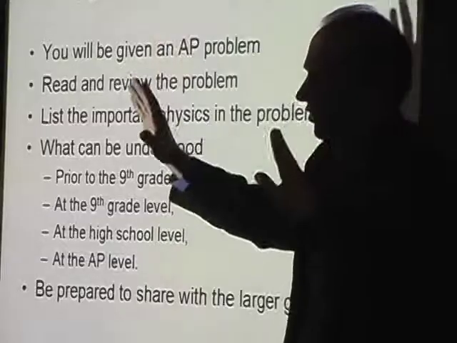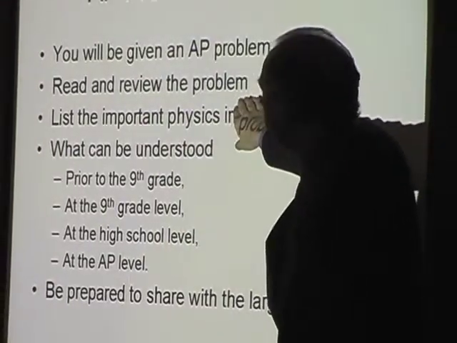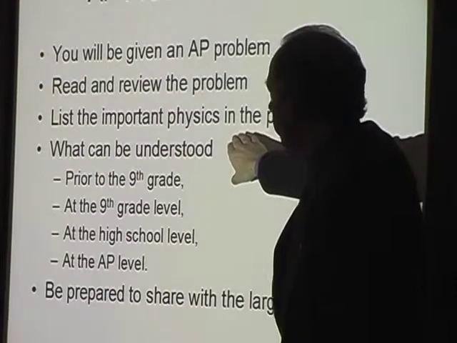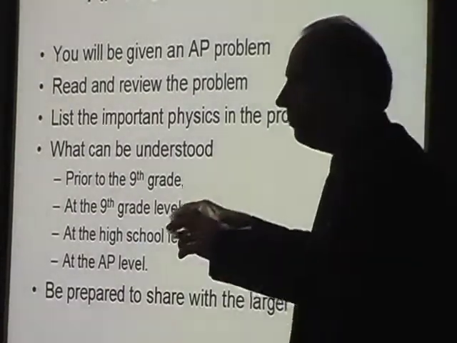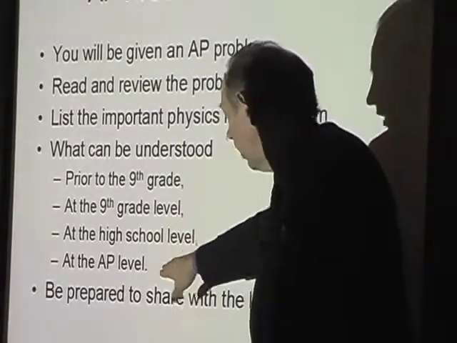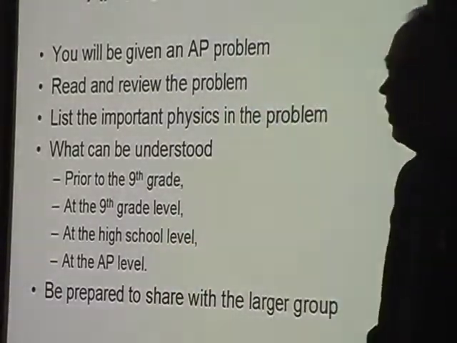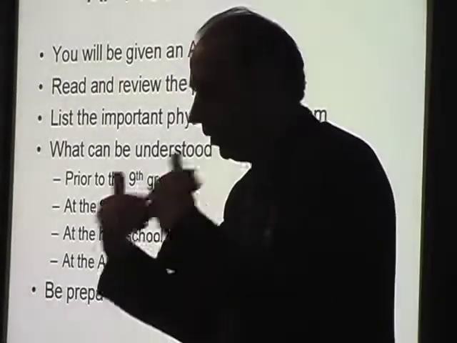Look at the AP problem. Read and review the problems, because everybody says AP problems, that's real physics. We don't have real physics. So we're going to look at the AP problem, read and review the problem, list the important physics in the problem, and then say what could be understood in that problem from kids prior to the 9th grade, at the 9th grade, at the high school level of the AP, and be prepared to share with the larger group. So this was something which you were going to spend 10 minutes on, but we're going to do it together.